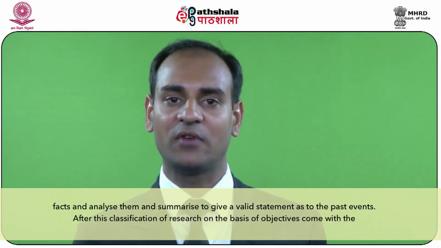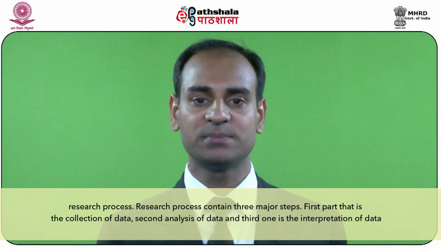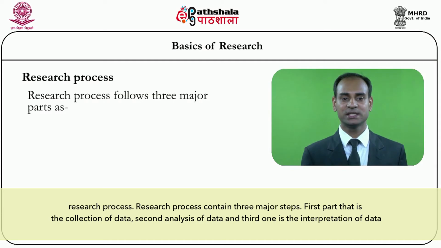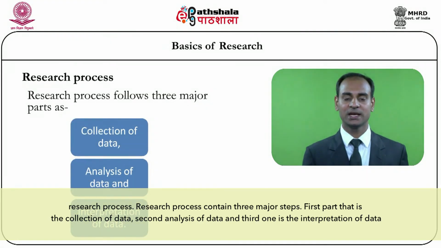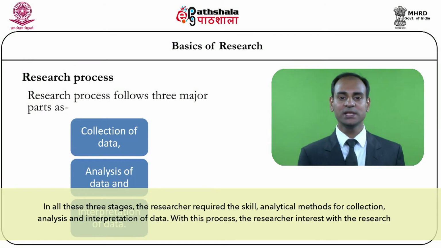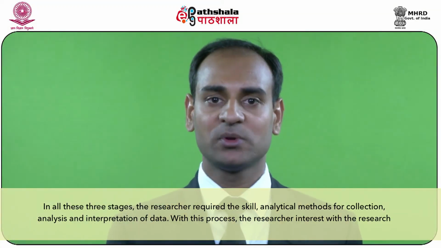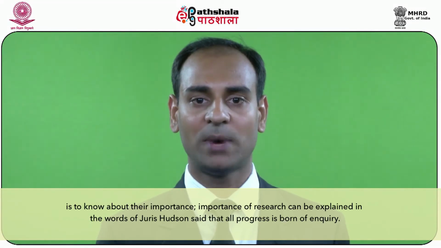After this classification of research on the basis of objectives comes the research process. The research process contains three major steps. The first part is the collection of data, second is analysis of data, and third is the interpretation of data. In all these three stages, the researcher requires skilled analytical methods for collection, analysis, and interpretation of data. With this process, the researcher's interest in the research is to know about its importance.